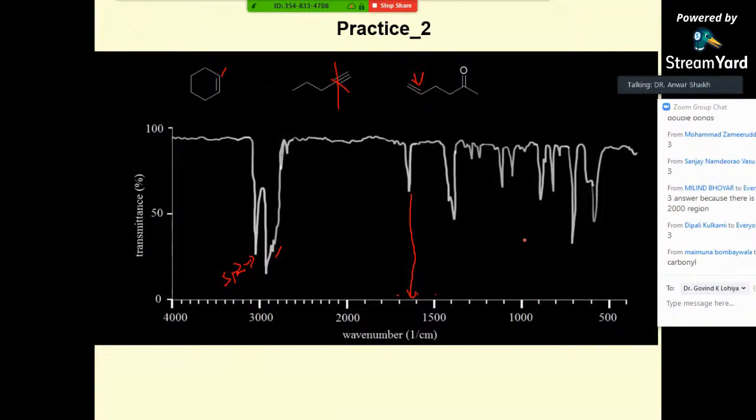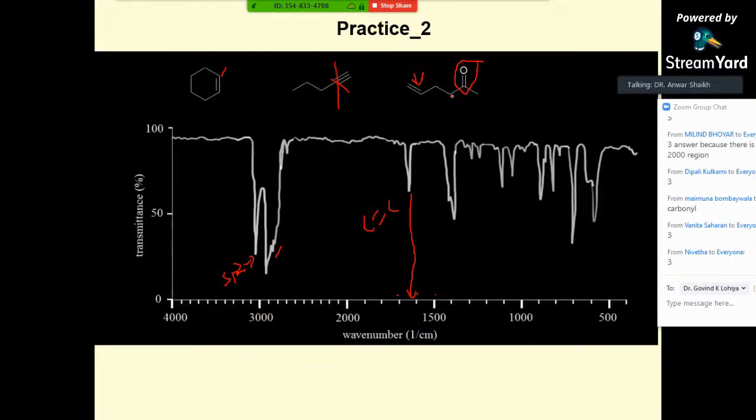I told you one thing regarding this: between 1600 and 1700, the peak is appearing due to C double bond C. So the answer may be from here or here, but if you consider this one, we have to find a peak due to C double bond O.